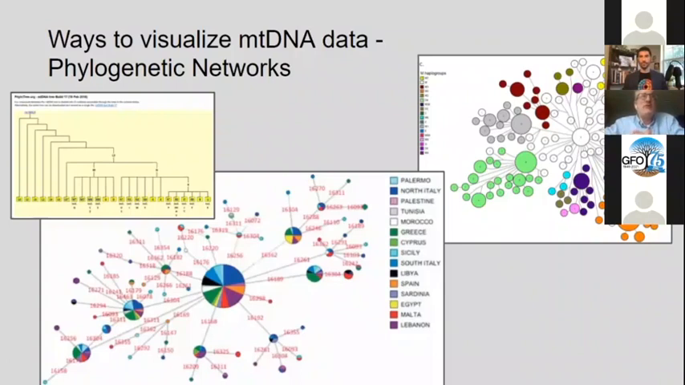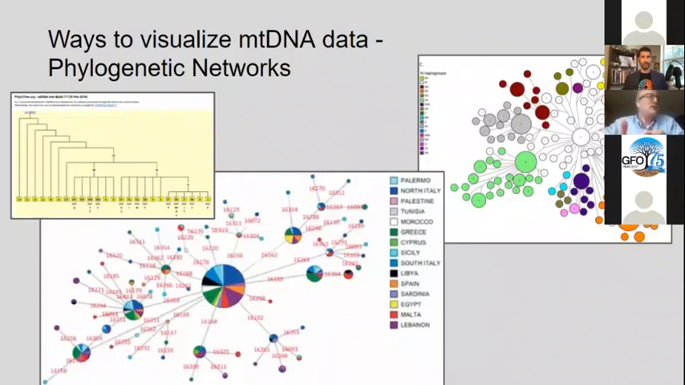And then all the circles are connected by branches, and the branches represent the mutations that separate the individuals or the lineages, the haplotypes. So the bottom shot there is a nice depiction of a network used in mitochondria. And why I like it so much as well is because you can actually overlay pie charts on it very nicely. So it's double informative.